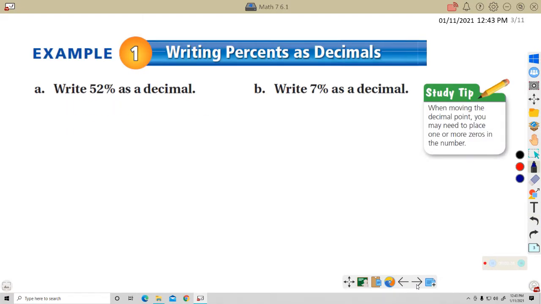Let's go through some. Write 52% as a decimal. Okay, so you're going to want to write this down in your notes, right? Write 52% as a decimal. Now you can write this all out. Doing this in your head eventually is going to be kind of second nature to you guys. Okay, I don't see a decimal point. It would be after the ones place, right? So I'm going to move it, divide by 10, divide by 100. So my answer would be 0.52.